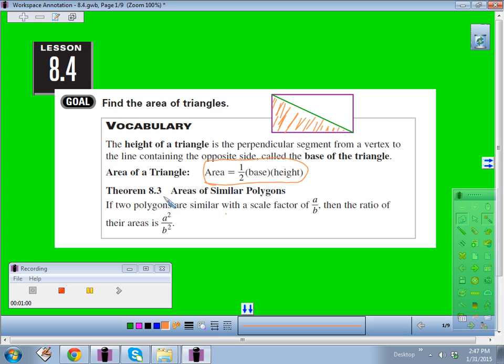The new thing is 8.3, areas of similar polygons. Now, we've talked about similarity, and we know that two figures can be similar if all the angles are the same and the sides are proportional. So if two polygons are similar with a scale factor of A over B, then the ratio of the areas will be the square of that, A squared over B squared. And so you can simply skip to that to get the ratio of their areas.